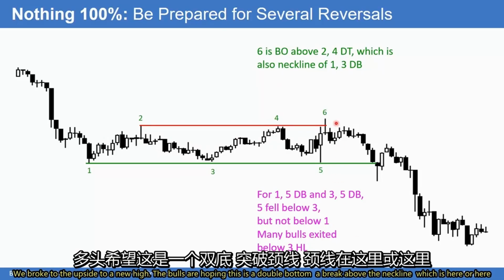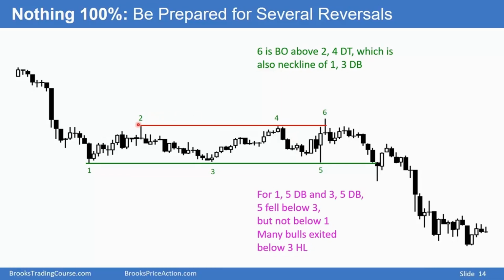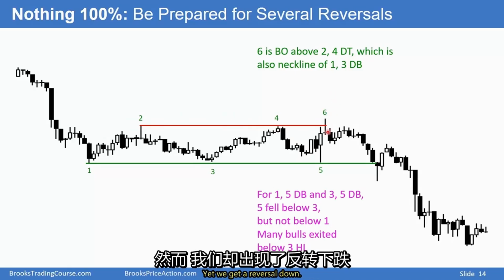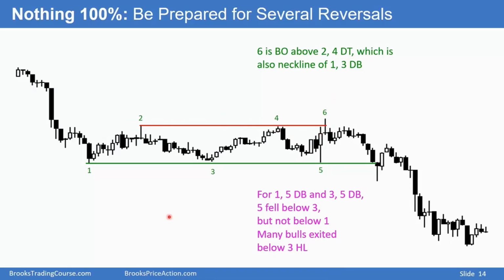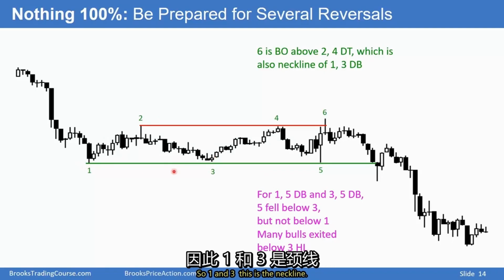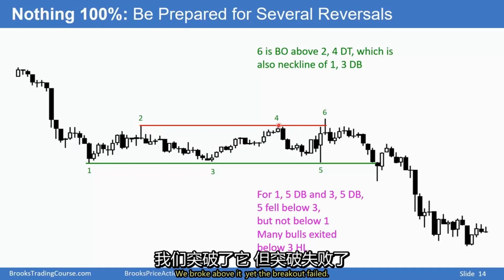We broke to the upside to a new high. The bulls are hoping this is a double bottom, a break above the neckline, which is here or here, same price, and they want a measured move up. Yet, we get a reversal down. The bulls got a breakout above the double top, and it's also the neckline of the double bottom created by 1 and 3. So 1 and 3, this is the neckline. We broke above it, yet the breakout failed.